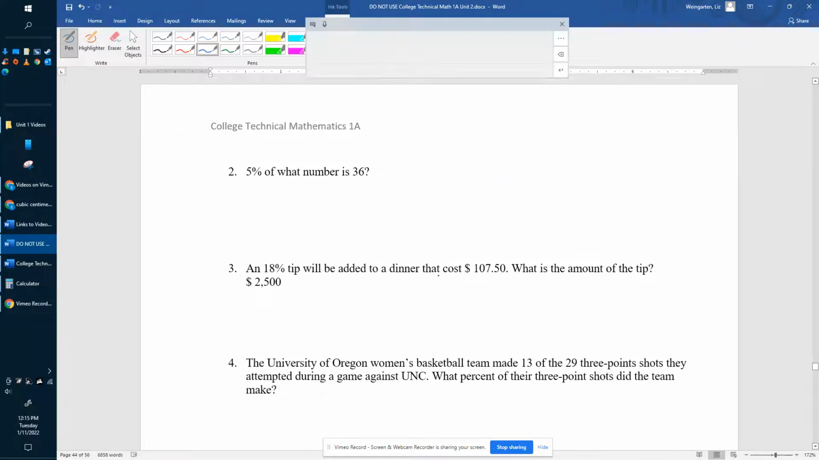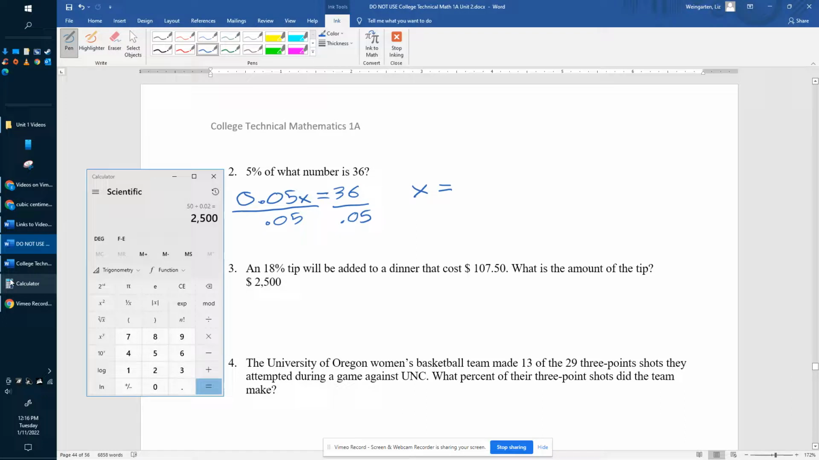5% of what number is 36? So 5% as a decimal, 0.05 of what number is 36? We'll divide both sides by 0.05. Let's see what we get x equal to. 720.